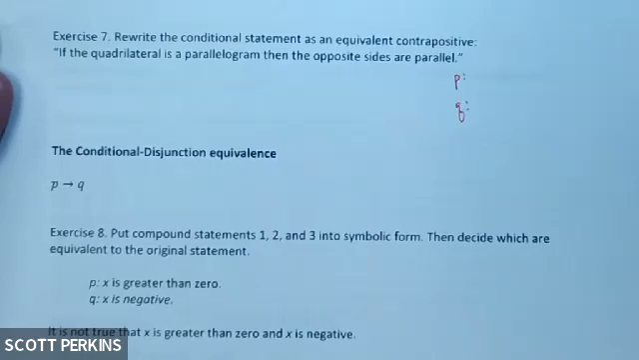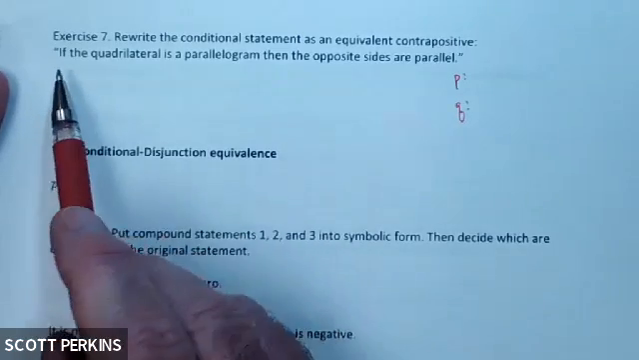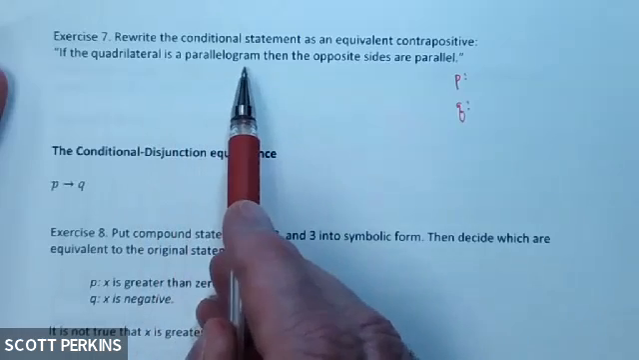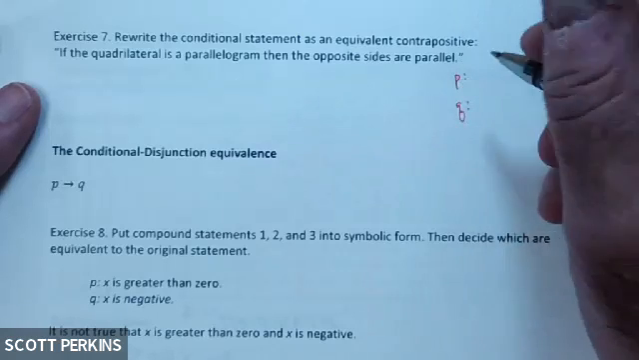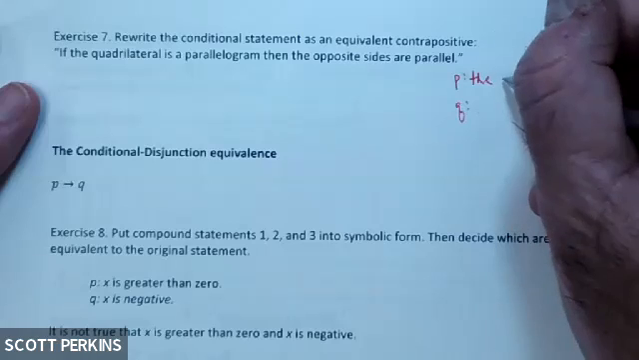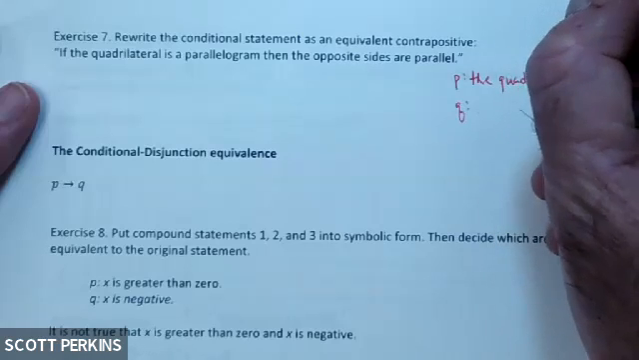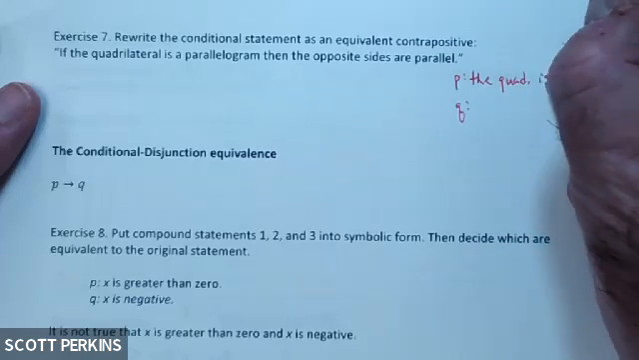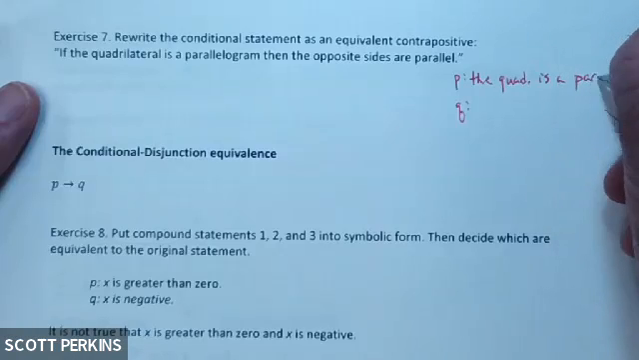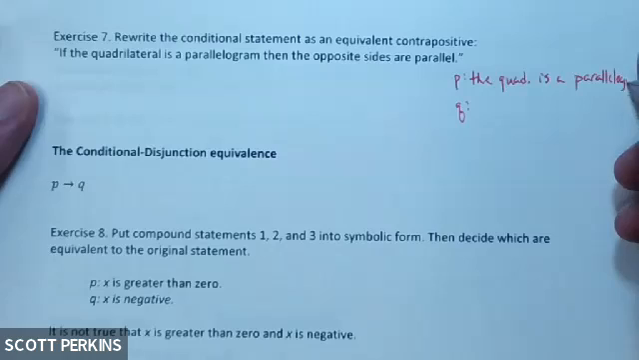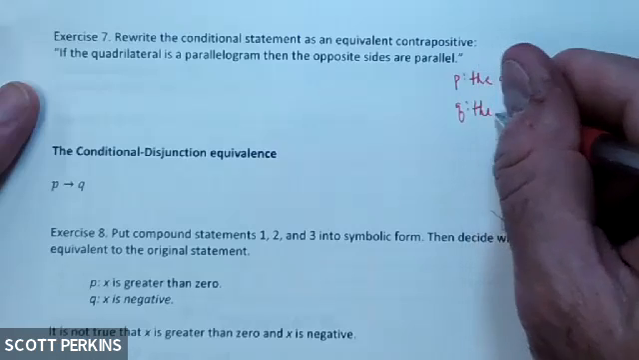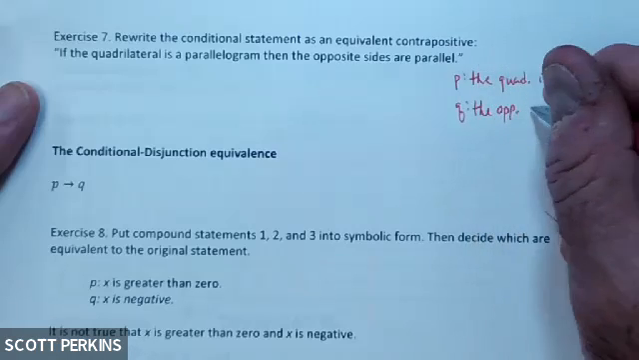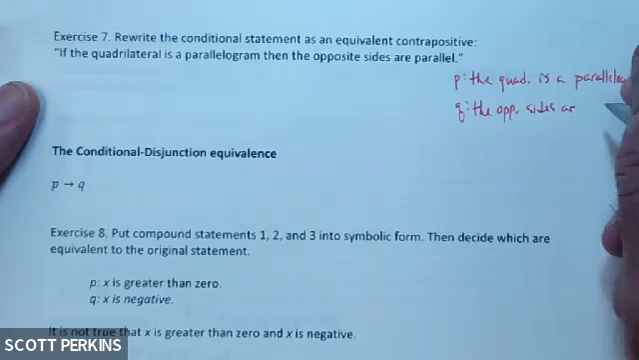I'm going to define my simple statements. So the problem says if the quadrilateral is a parallelogram, then the opposite sides are parallel. So statement P is the quadrilateral is a parallelogram. I'm going to abbreviate: the quadrilateral is a parallelogram. Then the opposite sides are parallel, so Q is the opposite sides are parallel.